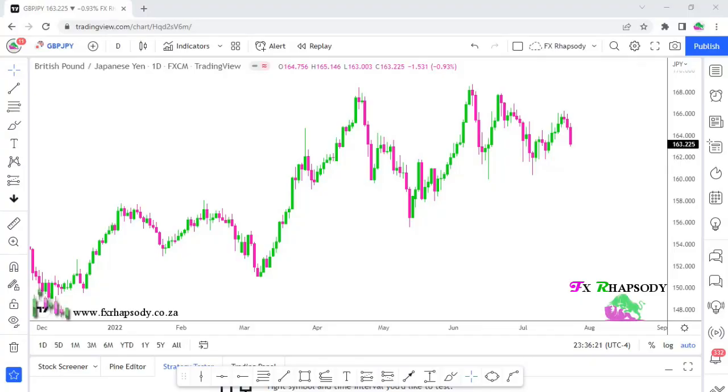How's it, guys? Welcome back to FX Rhapsody. Today we're going to be looking at two currency pairs again. We're going to be looking at the British pound Japanese yen and the US dollar Japanese yen.